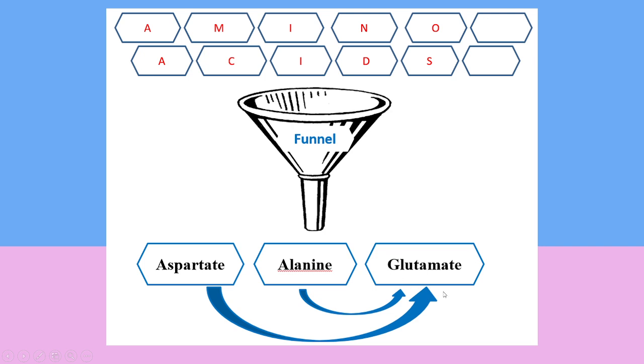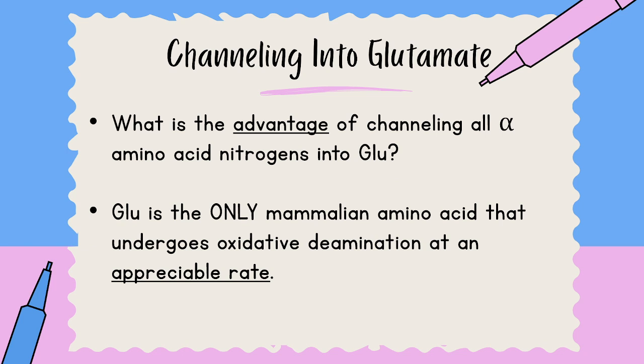So glutamate is the ultimate receiver or acceptor of the amino nitrogen. And this is quite advantageous. Why? Because glutamate is the only mammalian amino acid that undergoes oxidative deamination at an appreciable rate. So glutamate undergoes oxidative deamination, which is important for removing the amino group from the glutamate. It is not just a substrate for the deamination, it does so at an appreciable rate. There is no other amino acid that can fulfill this criteria.